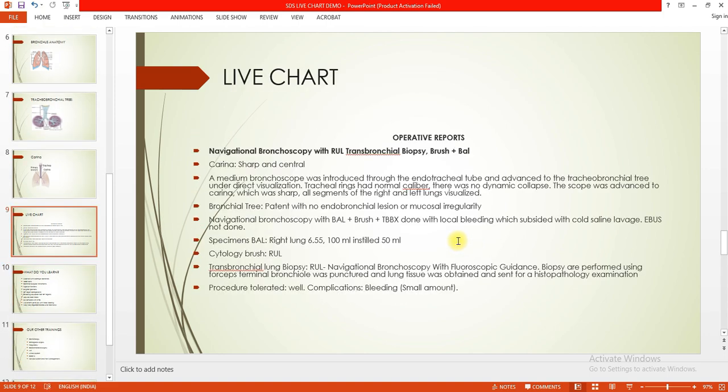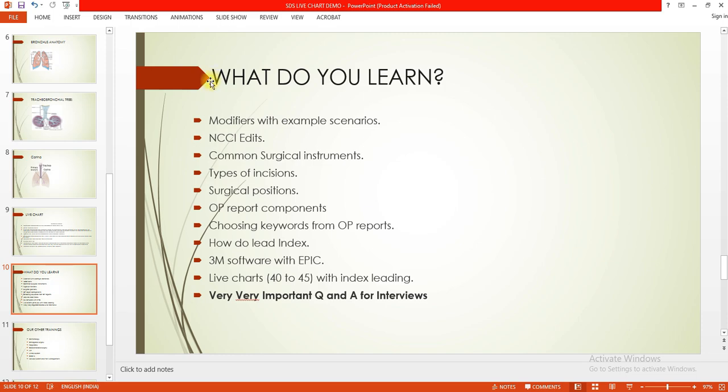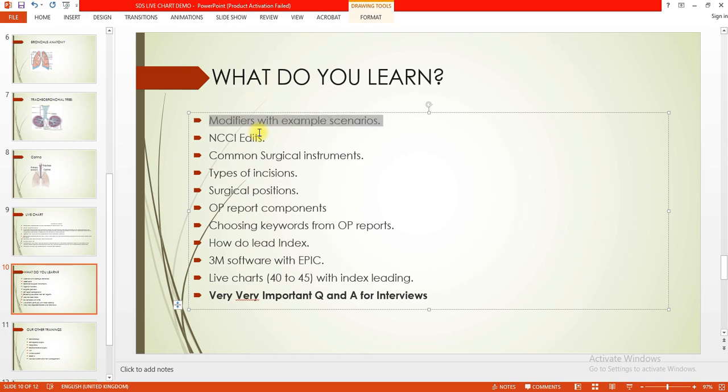I am going to show whatever you can learn during this training. During this training, you are going to learn modifiers with example scenarios. Each modifier with example scenarios. These are very, very important. These topics are 100% important for your interview purpose. If you go to an interview, they will ask you, for example, about the 58 modifier, and they will ask you to tell one example scenario. Which scenarios we will examine, we will learn during the live training.